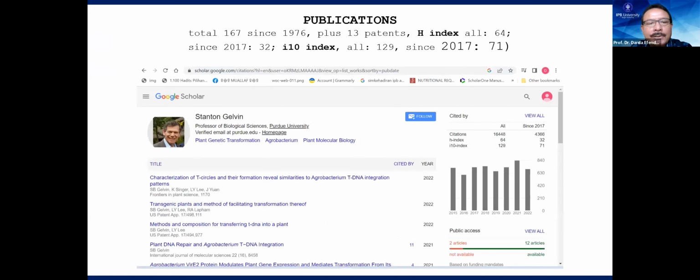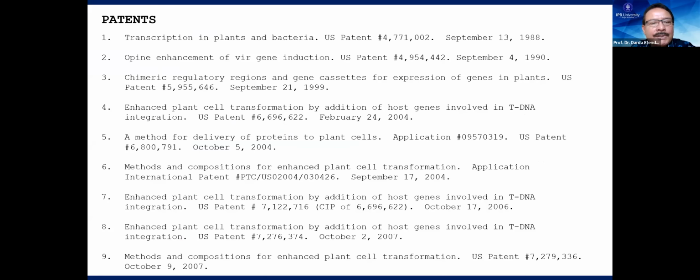organizations, and then publications. Professor Gelvin has a total of 197 since 1976. He has 13 patents, with an h-index of 64 since 1976. And these are some patents of Prof.